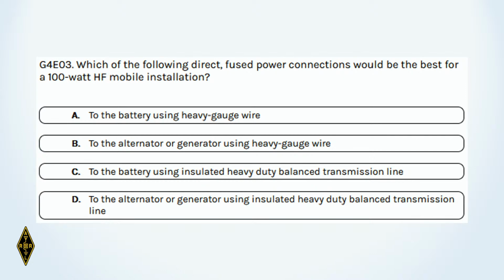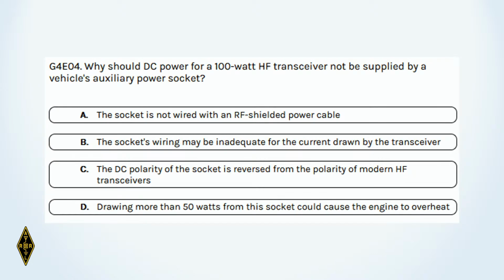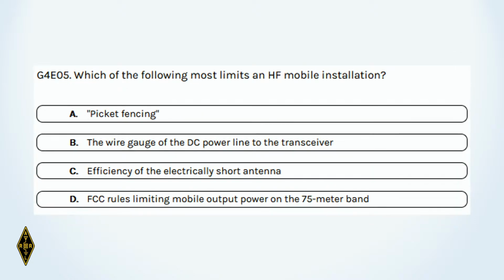So which of the following direct fused power connections would be best for a 100-watt HF mobile installation? Alpha. Yep, to the battery using heavy gauge wire. You don't want to use transmission line. You want to use heavy gauge wire. Why should DC power for a 100-watt HF transceiver not be supplied by the cigarette lighter socket? Bravo. Yep, the socket's wiring may be inadequate for the current drawn. And which of the following most limits HF mobile installation? Other than the wife, who won't let you put it in. It's the electrically short antenna. Those antennas are always the problem.